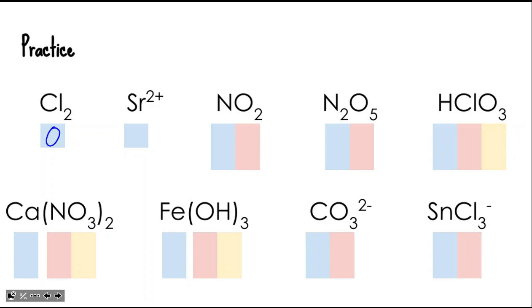Exactly right. Now, strontium ion. Strontium's part of group 2. It's an alkaline earth metal. It carries a charge of +2 when it's in its ion form. What oxidation state would we assign that? Basically it tells us, because it's on there, so it's going to be, yes, +2.